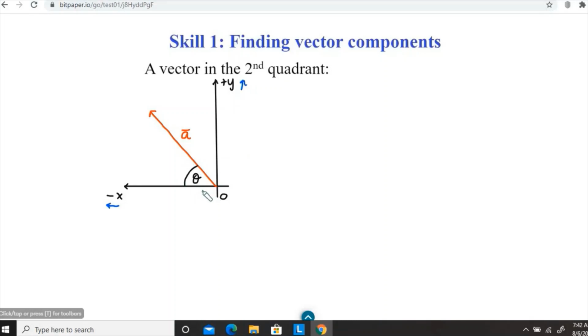The angle theta is again measured relative to the x-axis, and this is the vector A. So what we do is define a right angle triangle where the magnitude of the vector A represents the hypotenuse, and the sides of the right angle triangle are represented by the component vectors, that is a component vector along the negative x direction like this, and the other component along the positive y direction like this.